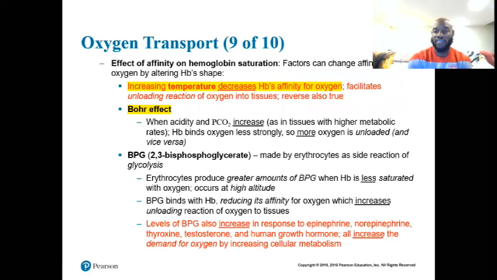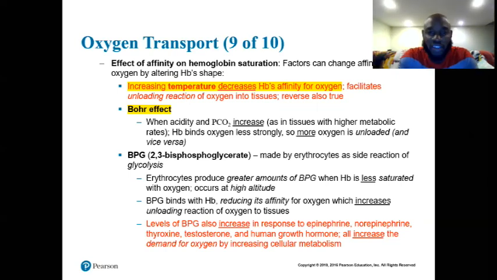You do have some things that can affect that. Effects on the affinity of hemoglobin and saturation. So increasing temperature decreases hemoglobin's affinity for oxygen. It facilitates the unloading reaction of oxygen into tissues, and the reverse is also true. Right? So increasing temperature decreases hemoglobin's affinity for oxygen, making it a little bit more difficult to get oxygen into your hemoglobin, right?